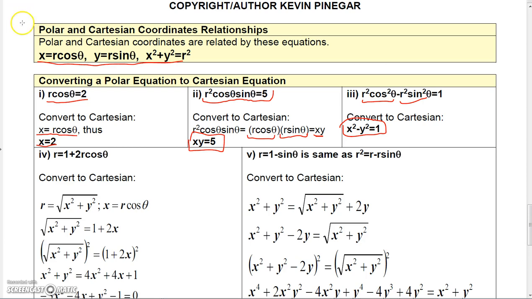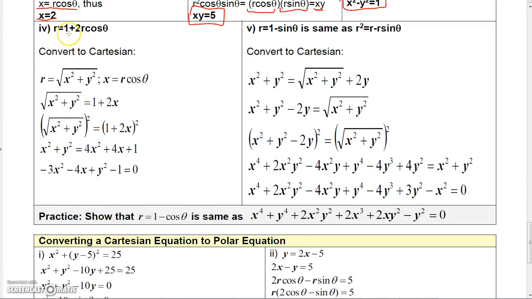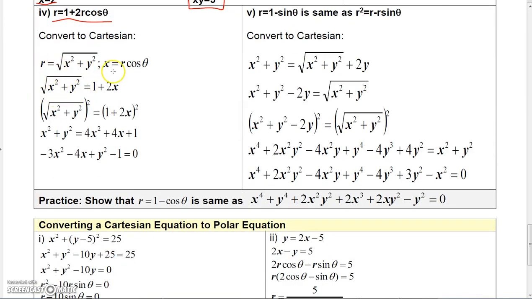Okay, now some of them can get a little bit more difficult, as you can imagine. So let's take a look at what we have to do to convert this one to Cartesian coordinates. Well, we know that r is the square root of x squared plus y squared, and x is r cosine theta. So we can replace r with this, and then we can replace r cosine theta with x. So we get the square root of x squared plus y squared equals 1 plus 2x.